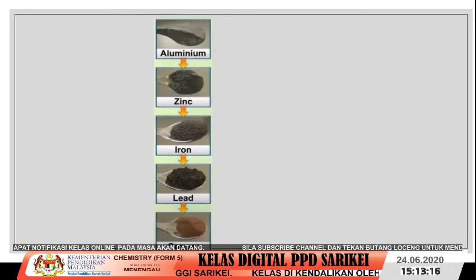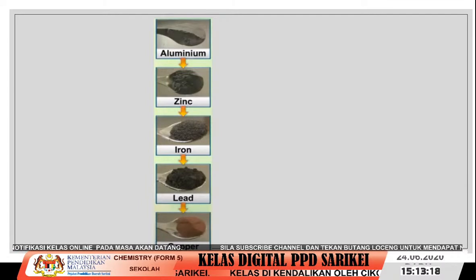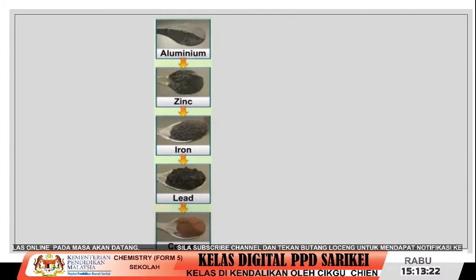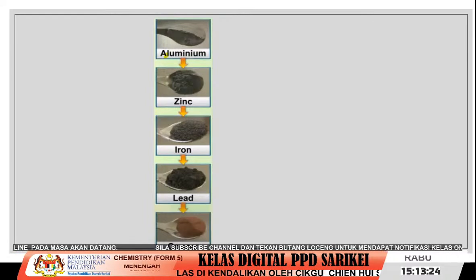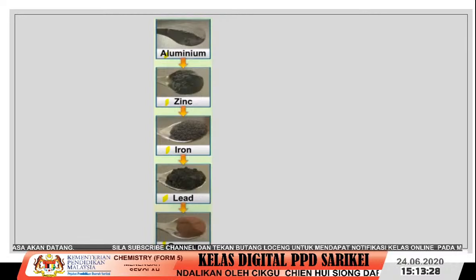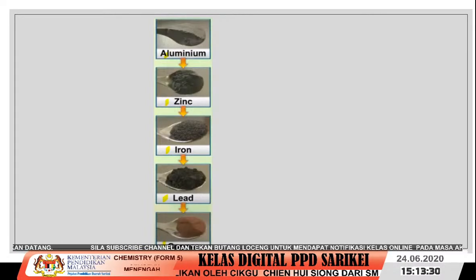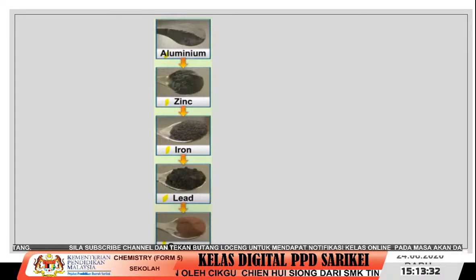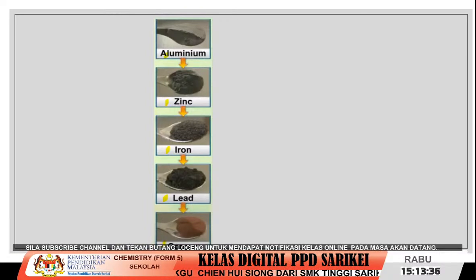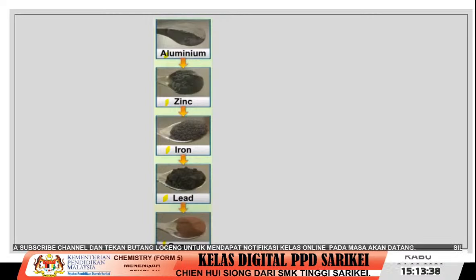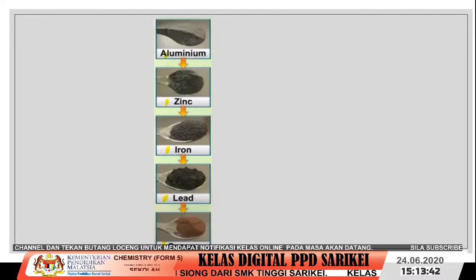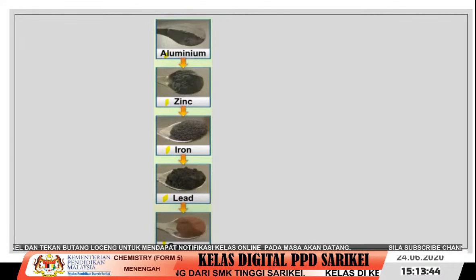These are the 5 different metal powders that we used in the blackboard demonstration in the video clip just now. We have aluminium, zinc, iron, lead, and copper. Each metal powder will react with oxygen at different vigorousness. So we can arrange them orderly from the most reactive metal to the least reactive metal based on the brightness of the flame observed.